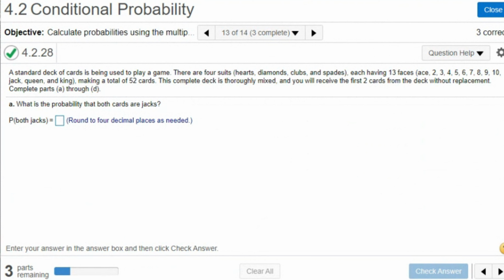This complete deck is thoroughly mixed, and you will receive the first 2 cards from the deck without replacement. Complete parts A through D. All right, part A, what is the probability that both cards are jacks? So let's see how we would solve this. Both cards have to be jacks.